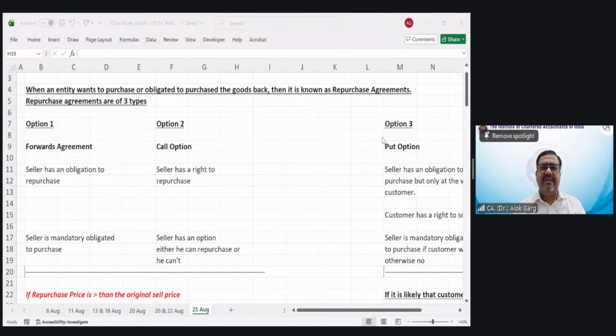I hope my screen is visible and my audio is also audible. Am I audible or not? Guys, am I audible or not? Yes, I am audible.